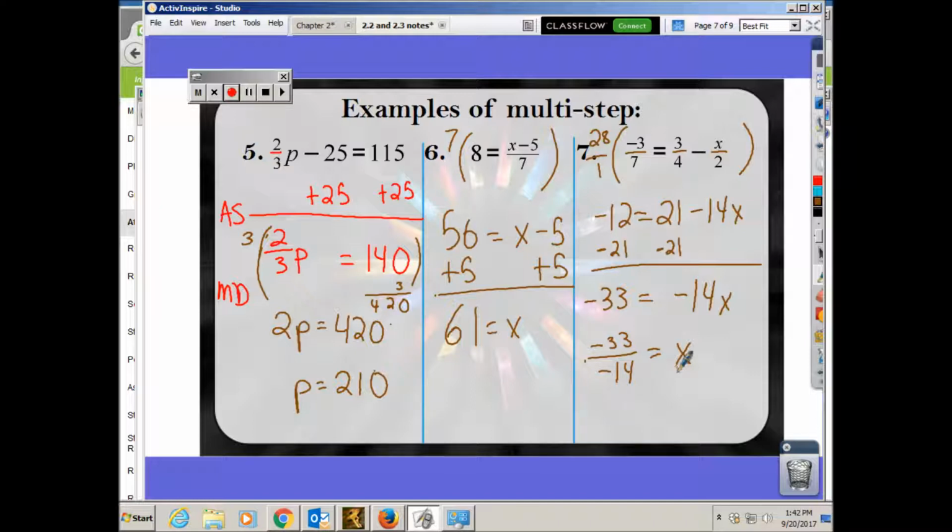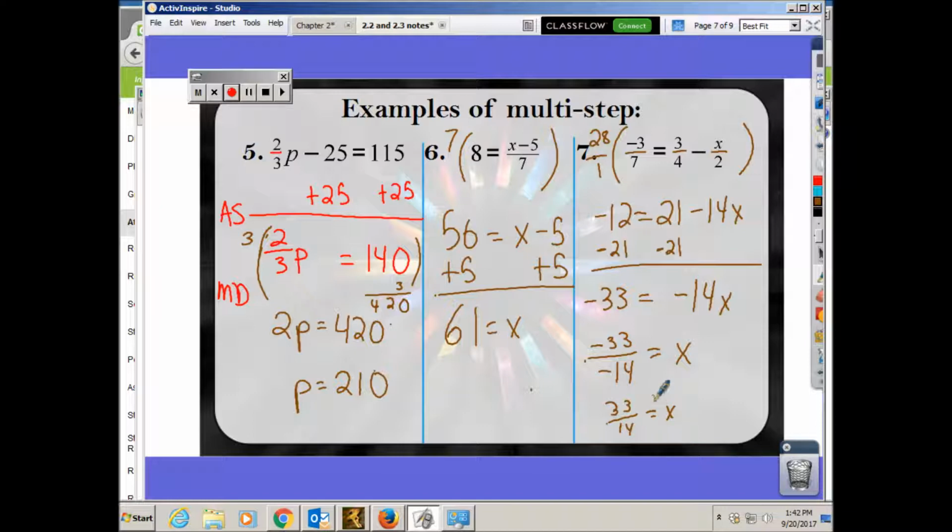If I try and do negative 33 divided by negative 14, first of all, I'm going to get a decimal, correct? So this is going to be an improper fraction. The other thing I want you to get is a negative divided by a negative. That's positive 33 over 14. So let me talk about work here for a moment. If you go from this directly to this, that's fine.